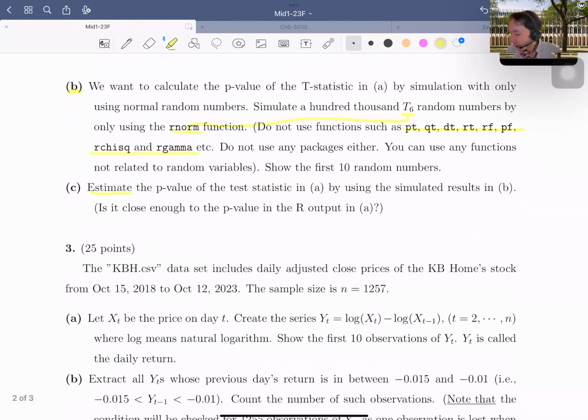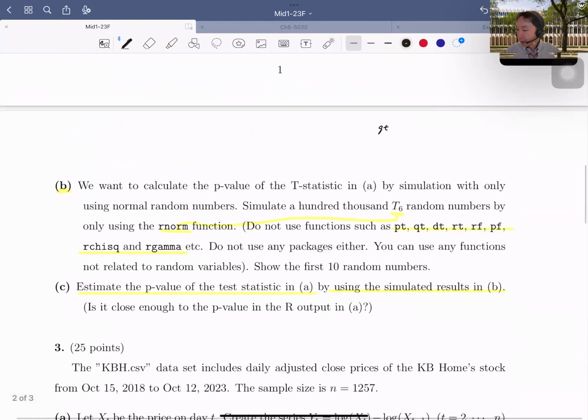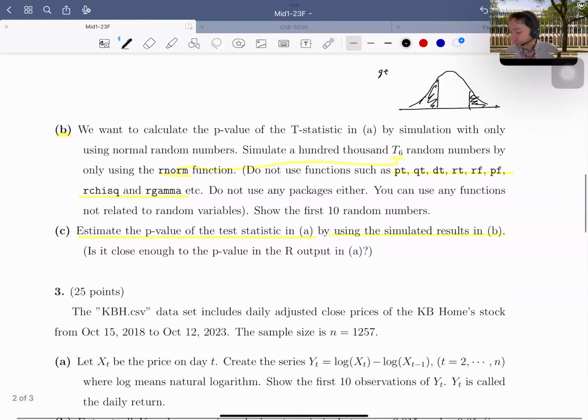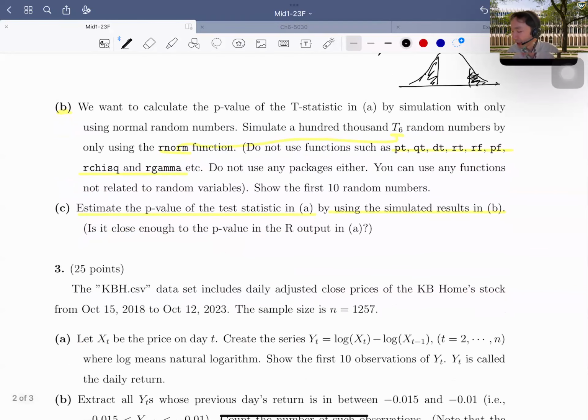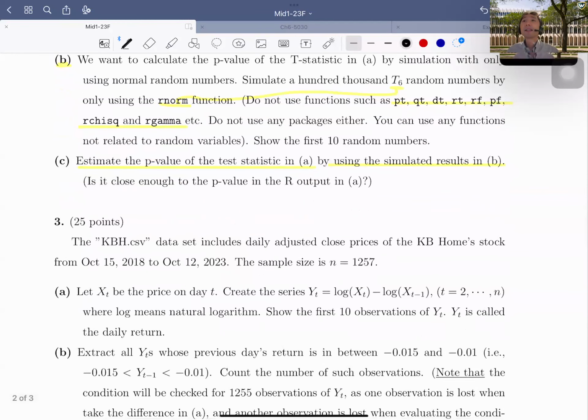Finally, estimate the p-value of the test statistic in A by using the simulated results. Basically, we have to use the t distribution to calculate the p-value, which side I don't know. To calculate some area, one way is to use the qt function, but another way is to simulate this distribution and empirically calculate the area. Here we have to empirically calculate the area using the random numbers. So that is question 2. Any questions?